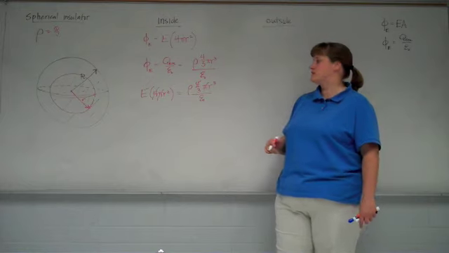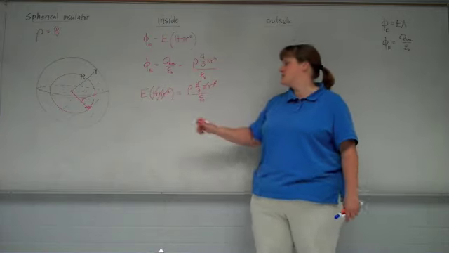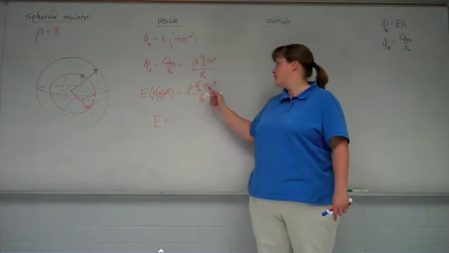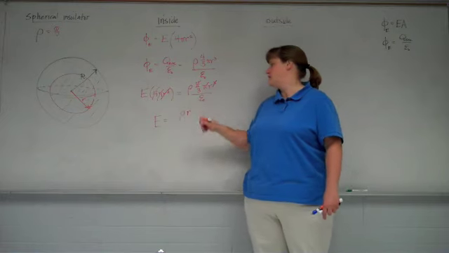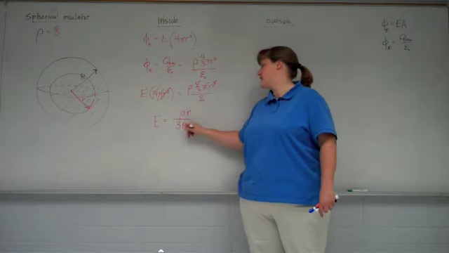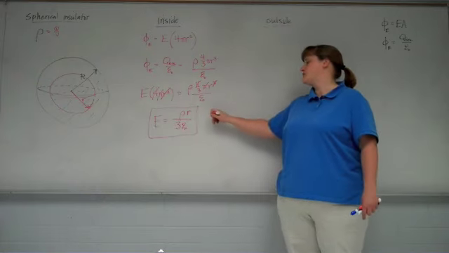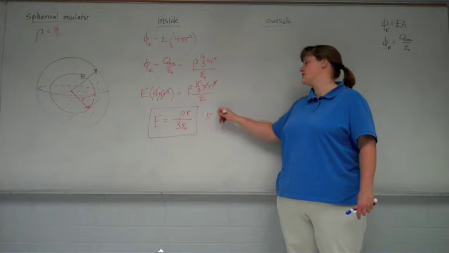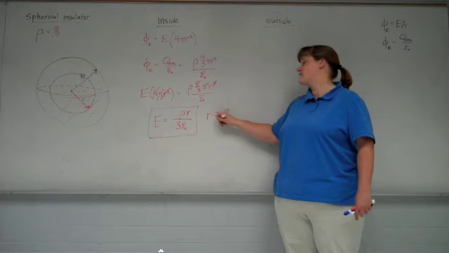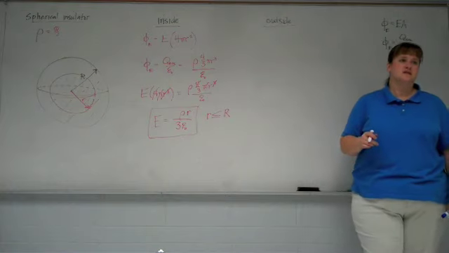The 4 pi's cancel. This r squared cancels with 2 of these. So that leaves us with E is equal to rho r over 3 epsilon naught. This equation will work as long as r is inside the sphere. It does work at the boundary as well. It will work at the surface.